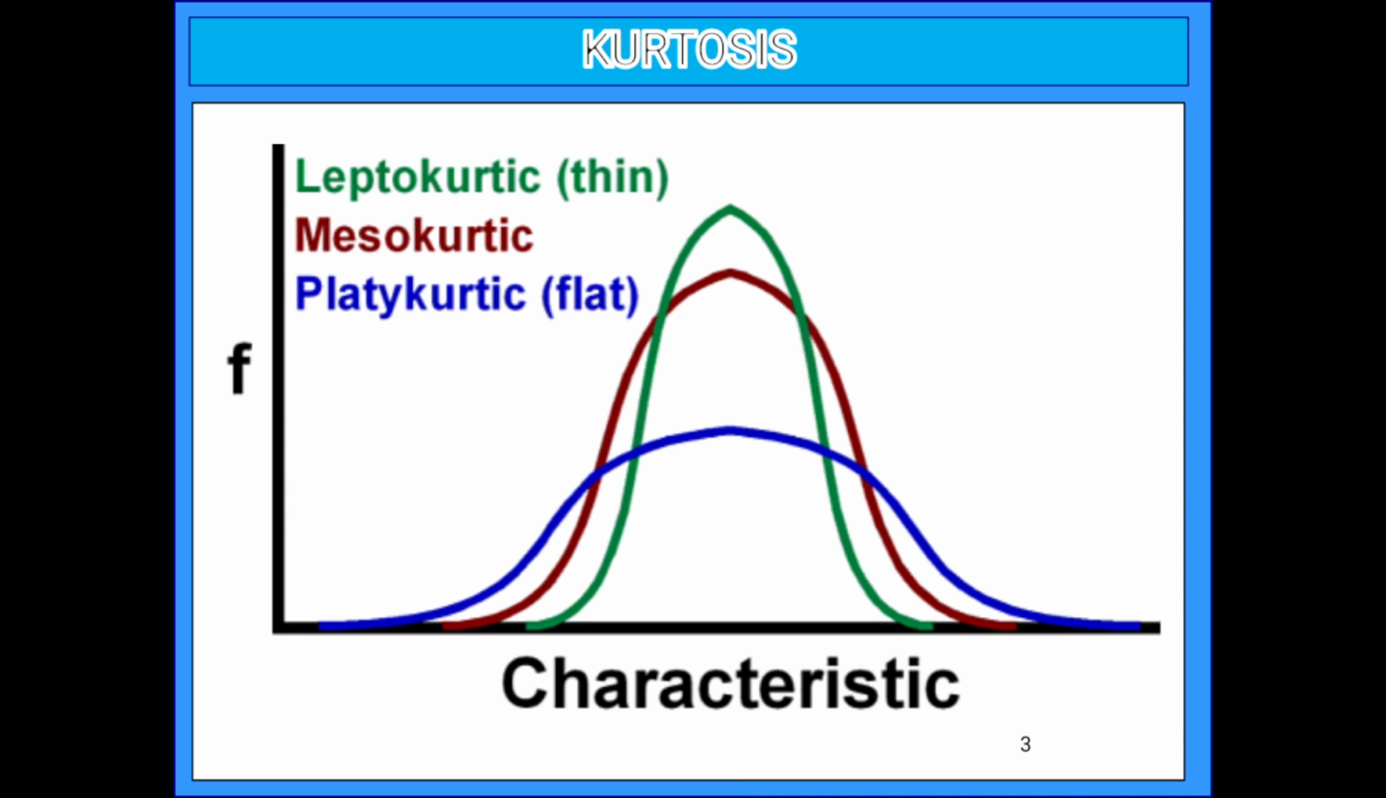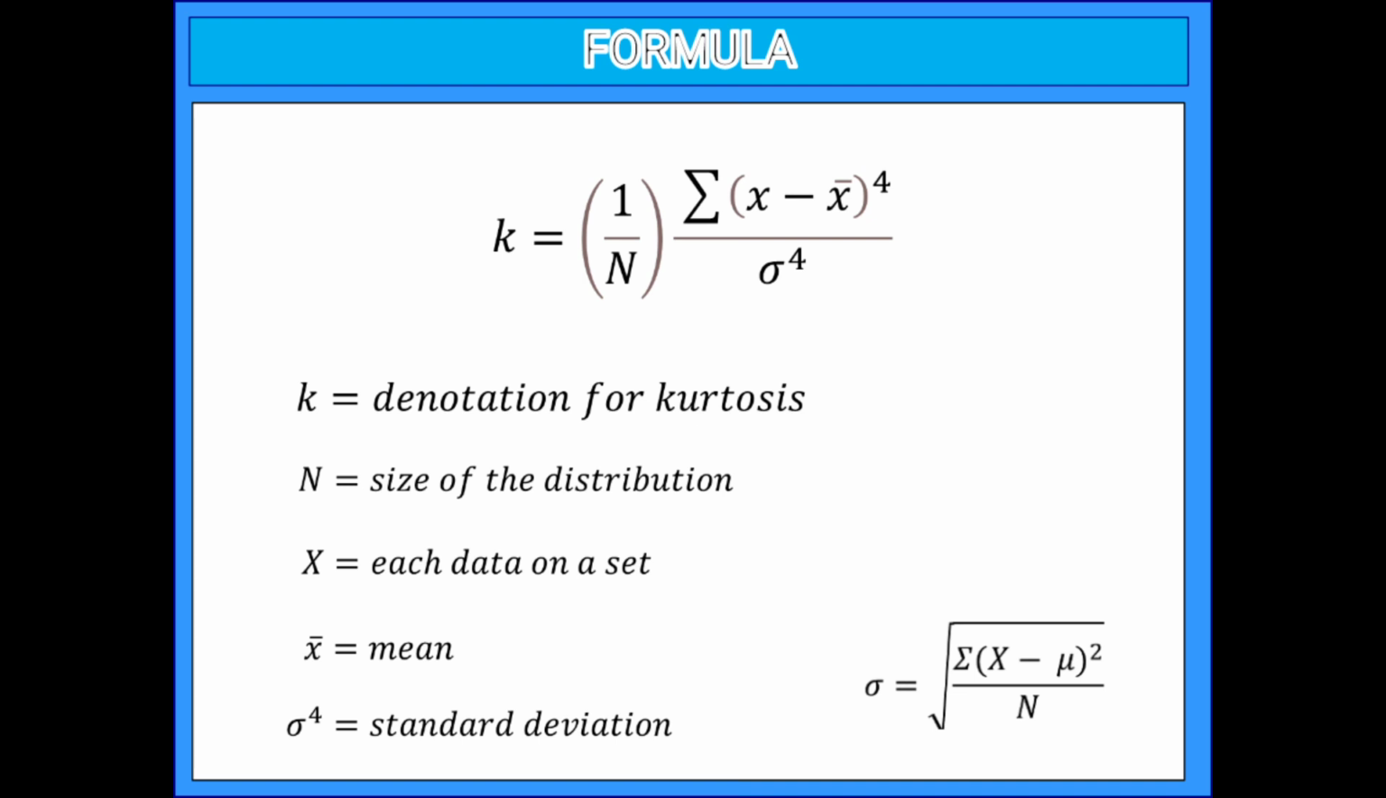Let us move forward to the formula that we are going to use. So how are we going to get the measure of kurtosis? We're going to get it using this formula: K, kurtosis, is equal to 1 over n times the summation of the quantity x minus the mean raised to 4, divided by the standard deviation raised to 4. K is the denotation for kurtosis, n is the size of the distribution, or the total number of our data, and x will be each data point in a set.